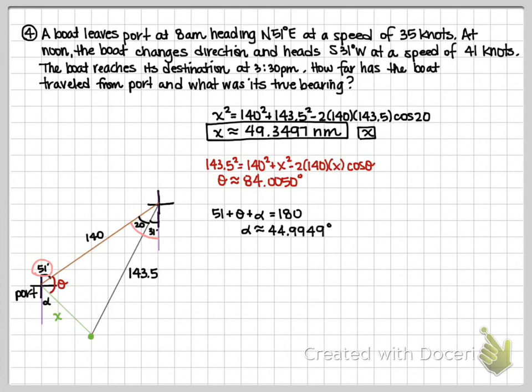44.9949 degrees. Okay, again, looking back at the picture, this does not start from due north, it starts from due south. So I'm going to be going from the south, that angle towards the green line, which is going to be towards the east. So my bearing is going to be south, 44.9949 degrees towards the east.